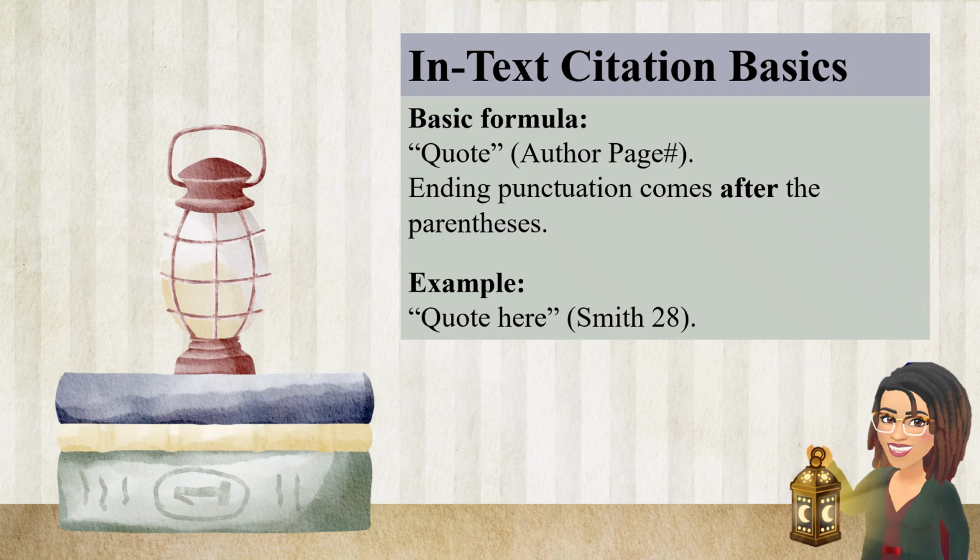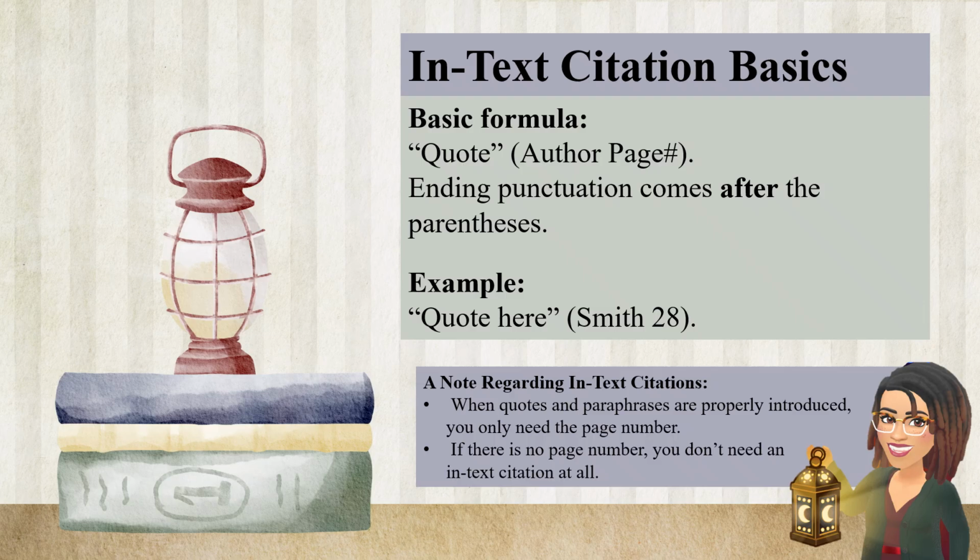When you quote, the basic formula is to put the quote in quotation marks and then use an in-text citation that includes the author's last name and page number, followed by a closed parentheses, and then the punctuation. The punctuation always goes at the end of the closing parentheses.